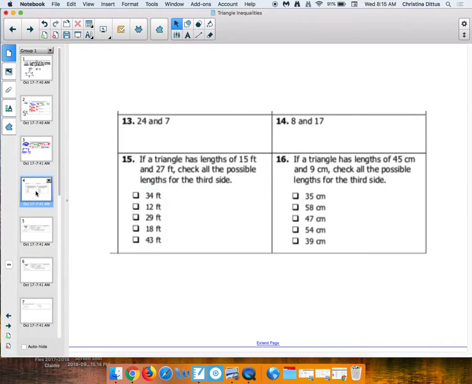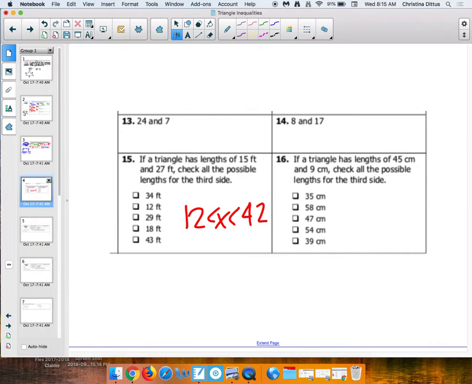Let's look at 15. It says if a triangle has lengths of 15 and 27, check all the possible lengths for the third side. So same sort of thing, we gotta figure out which ones work. How do I figure out my low number? 27 minus 15 gives me 12. How do I figure out my high number? Add and I get 42. So I have to be between 12 and 42.